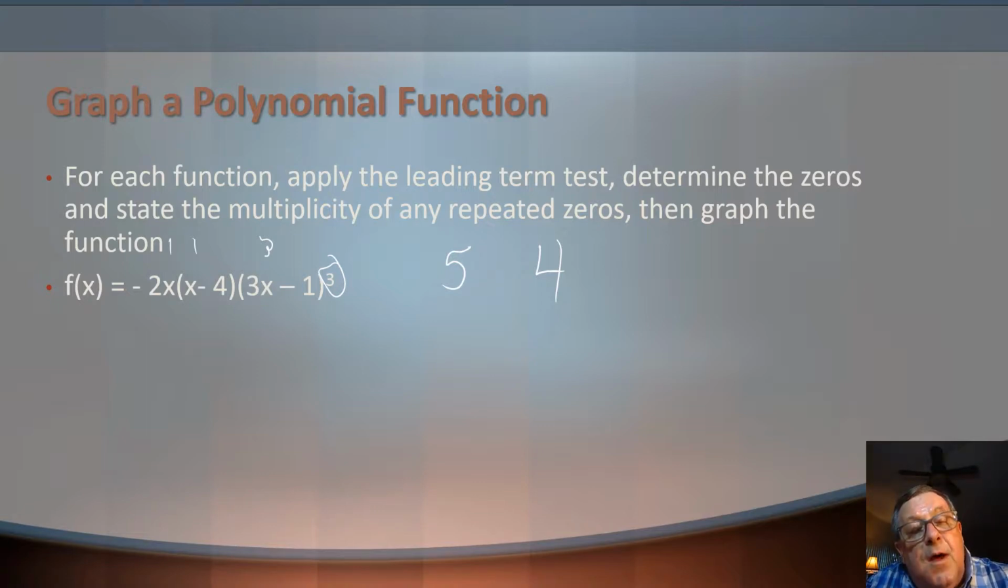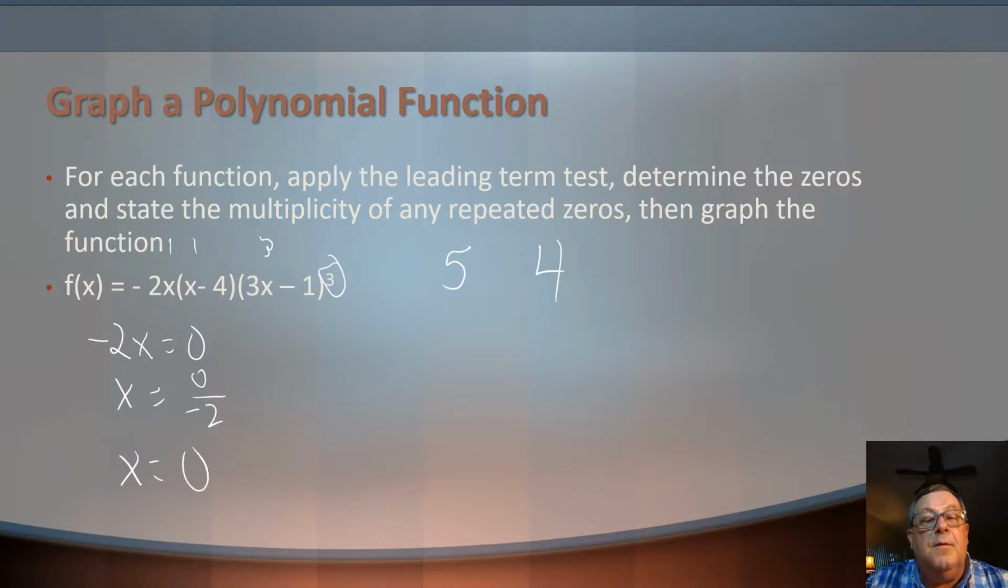Let's set negative 2x equal to 0, and we're going to divide both sides by negative 2. Of course, 0 divided by negative 2 is just 0. So one of our zeros is 0. Now my second factor is x minus 4. I'm going to set that equal to 0, and we're going to add 4 to both sides, and x is 4. So we should have a zero at 0, and we should have a zero where x is equal to 4.